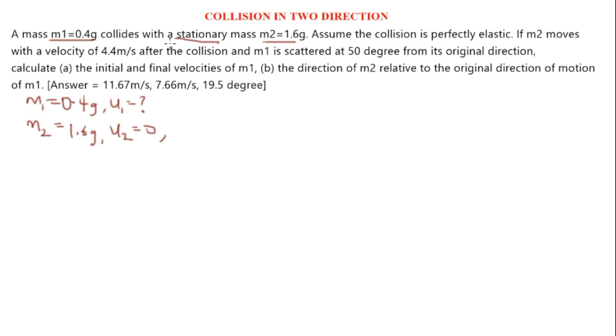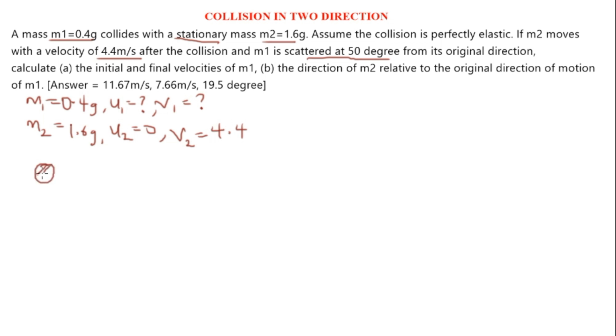If m2 moves with a velocity of this, so after the collision v2 is 4.4, where v2 is the final velocity of mass m2 and u2 is the initial velocity of mass m2. So v1, which is the final velocity of mass m1, is unknown. After the collision, m1 is scattered at 50 degrees. Okay, let's have the diagram.